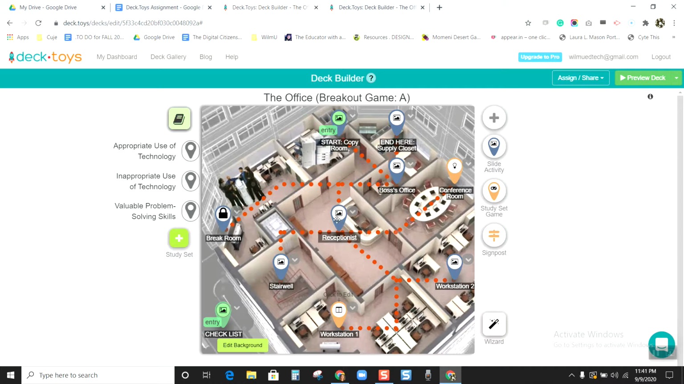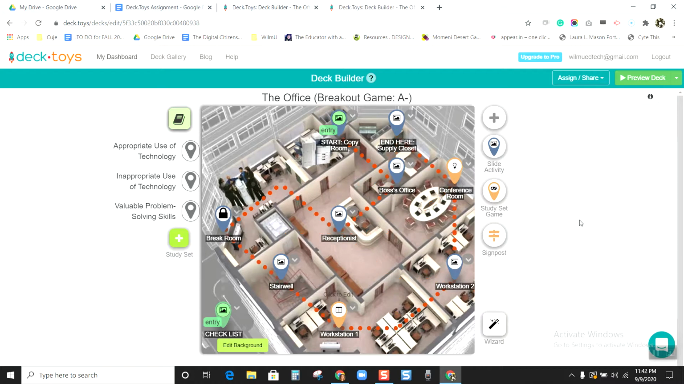Once you were at the receptionist, then you had multiple other places you could go. You had the stairwell, workstation 1, workstation 2, or the conference room. Or you could go back to the breakout room. So there were 5 or 6 different places that branched off from just this middle receptionist, which gave you a lot of choice in which pathways you wanted to go explore next, and that choice was yours.